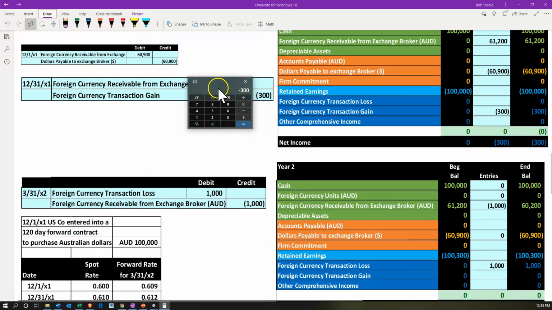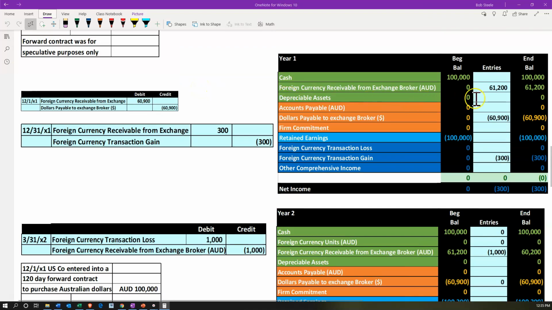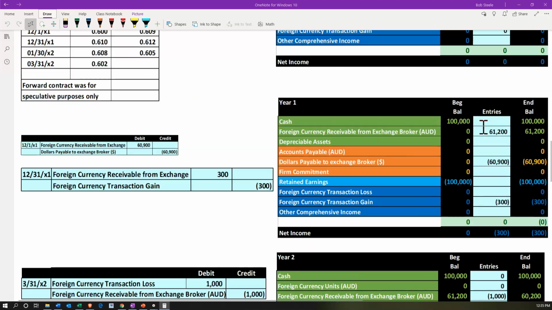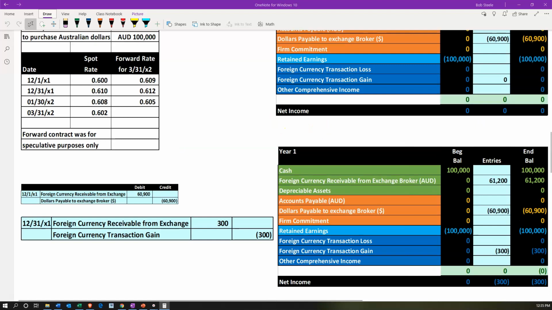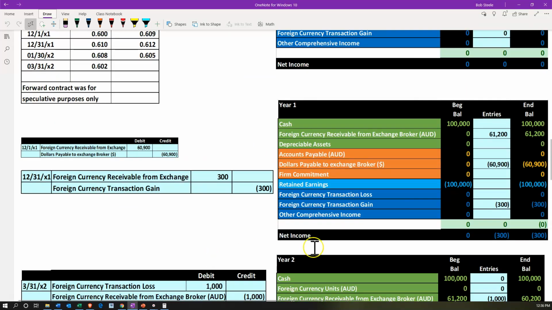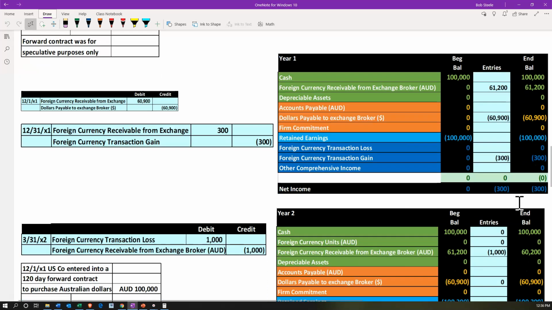So we're going to say, all right, we got a gain down here. That's going to be a debit to the foreign currency receivable by the $300, which will bring that receivable up to the $61,200. That being the current price, or our current speculation price. That once again being the 100,000 times the 0.612, the 61,200. The other side goes to the foreign currency transaction gain. We have the gain down below, increasing the net income.